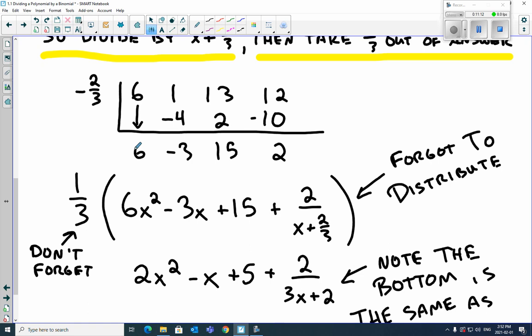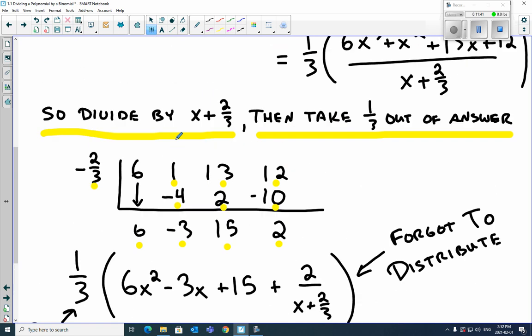Bring down the 6. Then you multiply 6 by negative 2/3, right? So negative 2/3 times 6 gives us negative 4. Then we add these together. 1 plus negative 4 is negative 3. Awesome. Then we go negative 2/3 times negative 3. Negative times negative is positive. Works out to be 2. So 13 plus 2 is 15. Negative 2/3 times 15 is negative 10. 12 plus negative 10 is 2. So the remainder worked out really nice in this case.